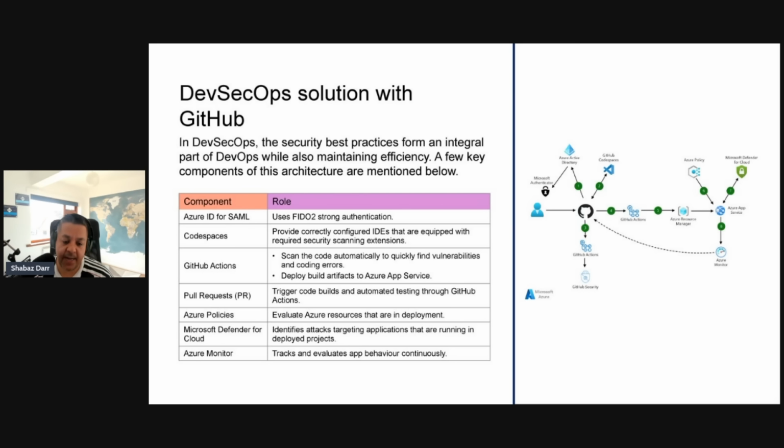Then we have pull requests, or PRs, and these trigger code build and automated testing through GitHub Actions. And GitHub encrypts secrets and credentials at rest and obfuscates these entries in logs.